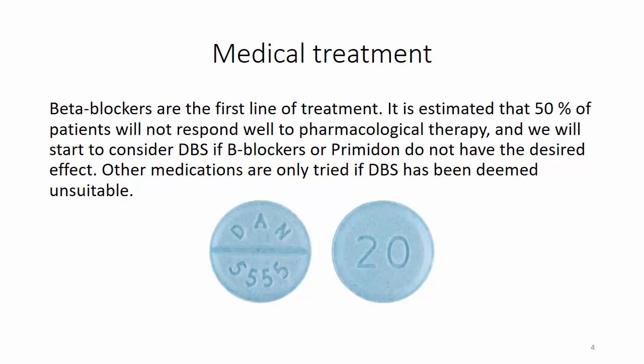Beta blockers are the first line of treatment. It is estimated that 50% of the patients will not respond well to pharmacological therapy, and we will start to consider DBS if beta blockers or primidone do not have the desired effect. Other medications are only tried if DBS has been deemed unsuitable.